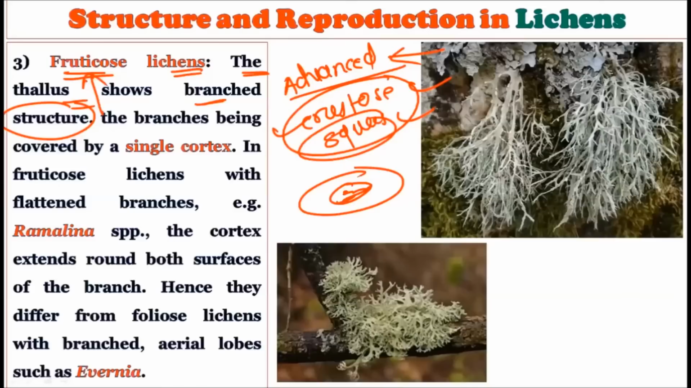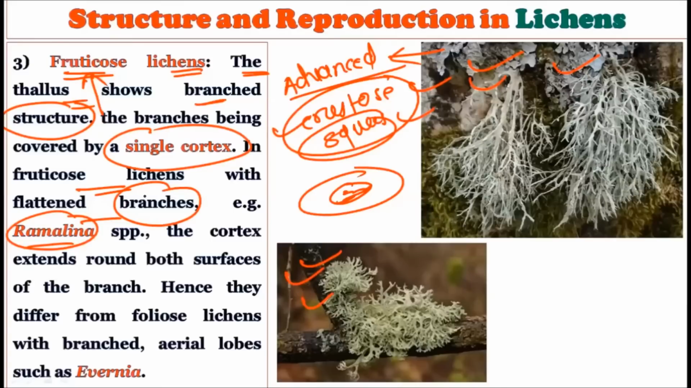Observe these particular pictures, because they are showing the branching structure. Observe this particular lichen. This one is the Ramalina and this one is the Evernia. Both these lichens show the branching structure. The branches are covered with a single cortex. In a fruticose lichen with flattened branches, for example the Ramalina, okay, there are fruticose lichens with flat branches. You can observe this is the Ramalina, and this shows very flat branches like this. Okay, a flat branching pattern is there.